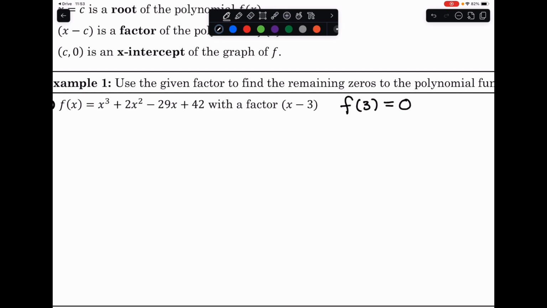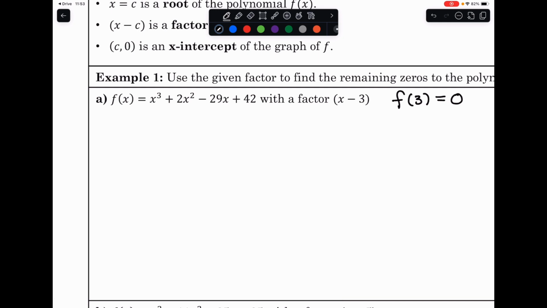Using that fact, if I use synthetic division, I can get the quotient. The quotient of this polynomial is going to be a factor that, when multiplied with x minus 3, equals the original polynomial. So let's figure out what that quotient is. Since 3 is the value that makes the polynomial equal to 0, for synthetic division I'm going to write the number 3, the opposite of this value, and on the inside I'm going to write the coefficients of my cubic: 1, 2, negative 29, and positive 42. And I'm going to do the procedure of synthetic division.